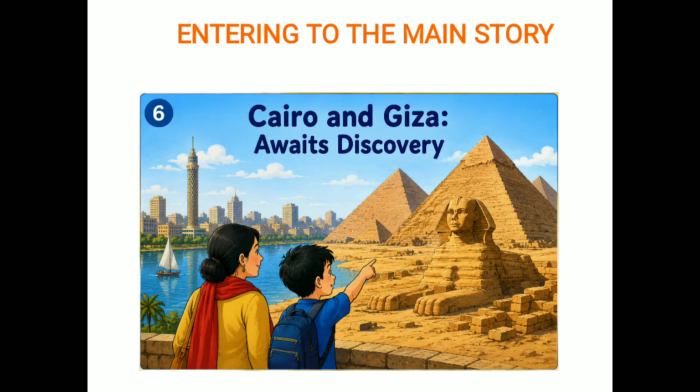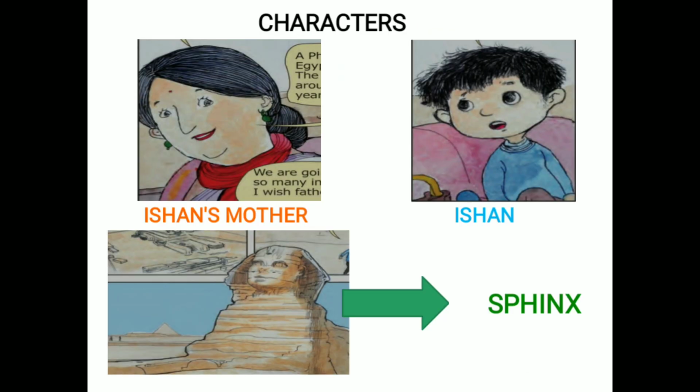Now we are entering the main story, where Isan and his mother visit two famous places, Cairo and Giza. Through their journey, we learn about the magnificent pyramids, the great Sphinx, and the rich history of the Pharaohs. Before we begin the story, let us meet the main characters. So here we can see Isan, Isan's mother, and the Sphinx.